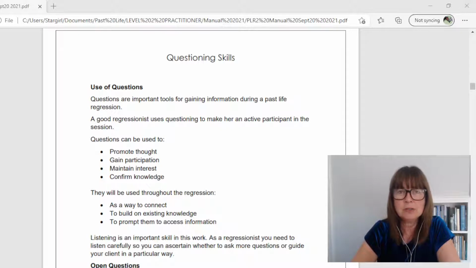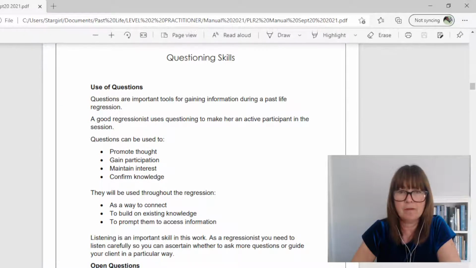So you're to use questions, we often forget about this, to make sure we know what's going on. That could be a question like, are you saying that is your mother? When you might be a bit confused about how they've presented it. So, questions to confirm knowledge. They will be used throughout the regression as a way to connect, to build on existing knowledge, and to prompt them to access more information.